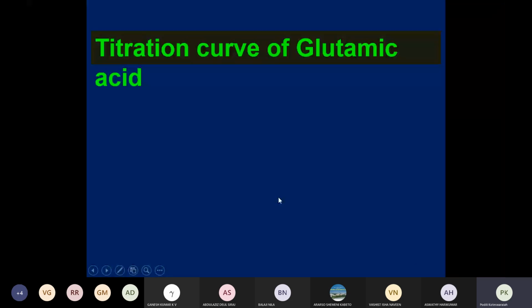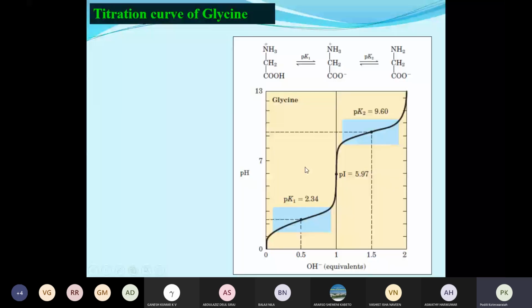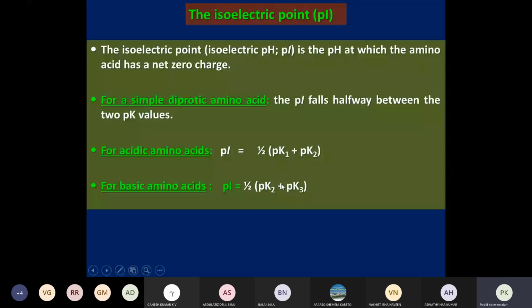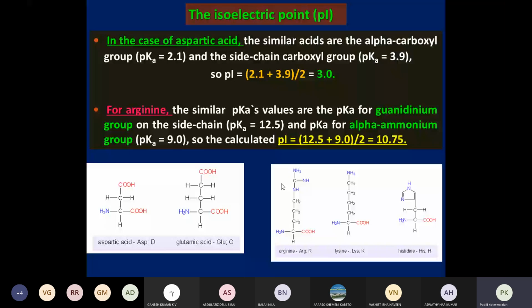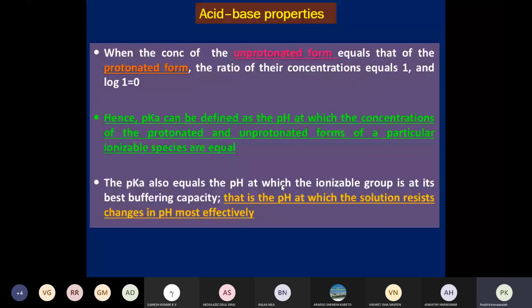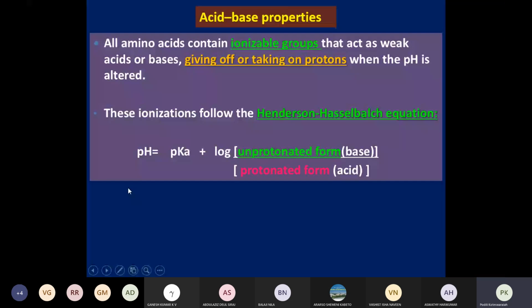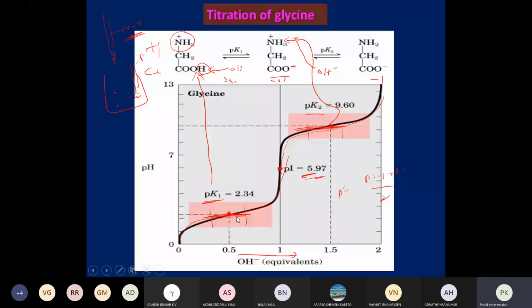Then I just wanted to explain one thing here: in order to understand the behavior of the amino acid in the titration curve, we use the Henderson-Hasselbalch equation. The Henderson-Hasselbalch equation, we know, is pH equal to pKa plus log of the unprotonated form, that is base, by the protonated form, acid. So you can see in this titration curve, the midpoint of the first flat region is pK1 and the midpoint of the second flat region is pK2.